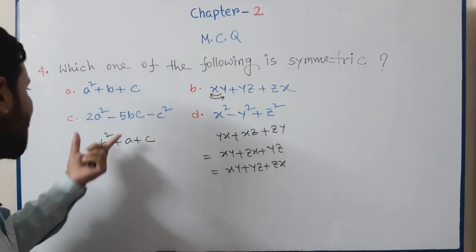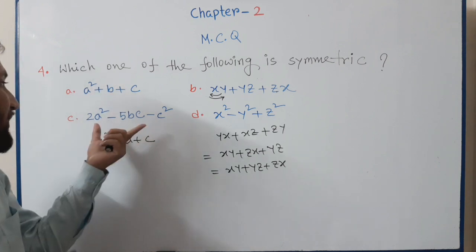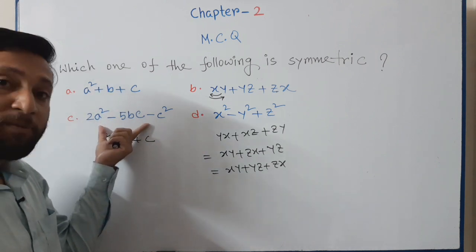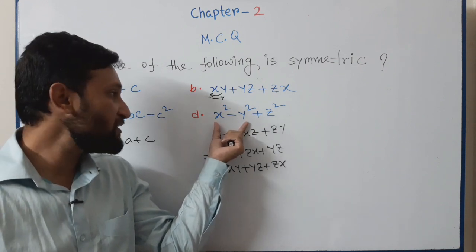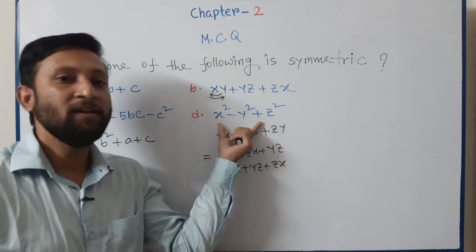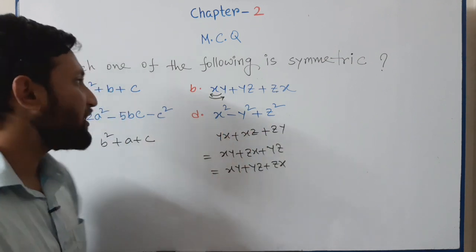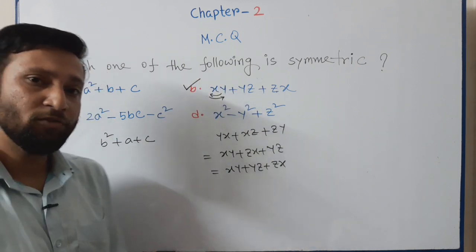Okay, so in option C, if you interchange any two variables, that means b to c, then this expression will be changed. Also in option D, if you interchange any two variables, that means x to y, then this expression will be changed. So our required answer is option B. I hope all of you are clear.